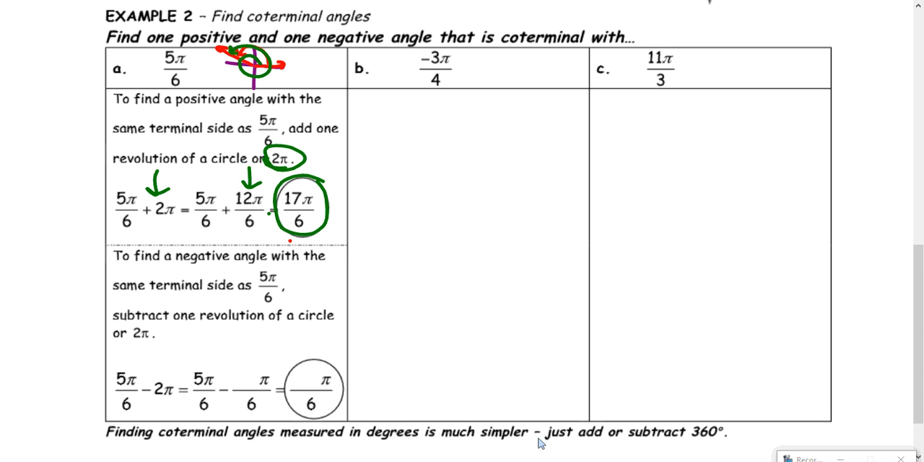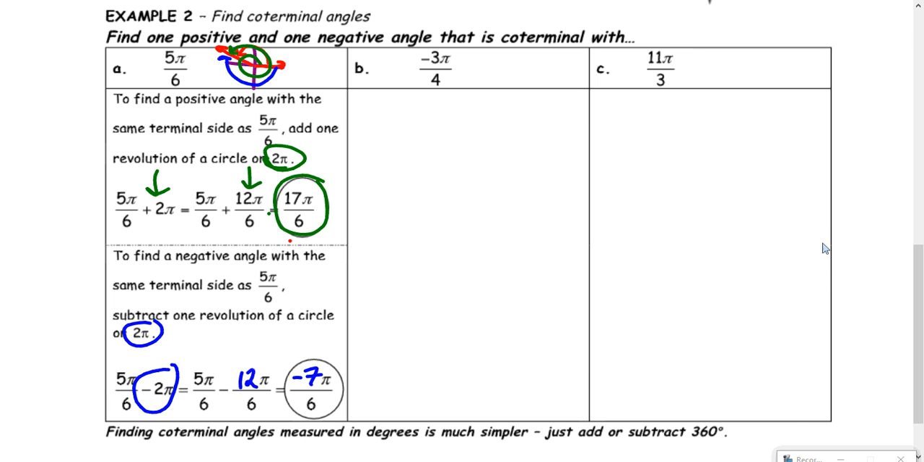If I wanted to do a negative angle that was coterminal, I just start out and go the opposite way. So to go the opposite way, I want to subtract 2 pi. So if I start with 5 pi over 6 and I subtract 2 pi, again I have 12 sixths. So 5 sixths minus 12 sixths is negative 7 sixths, and that one again is a negative angle.